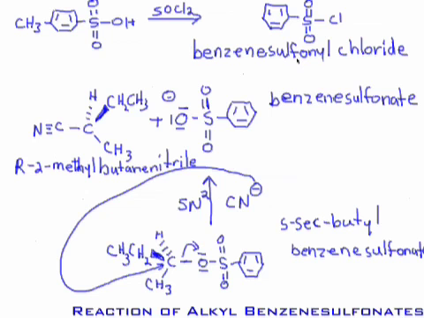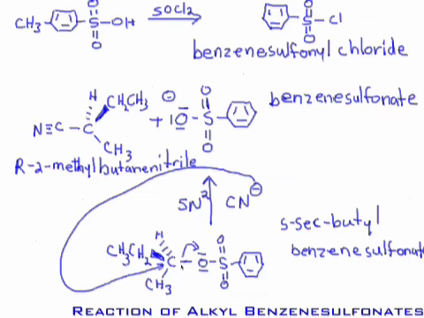How to prepare benzenesulfonyl chloride and how it can be used to make alkyl benzenesulfonates and alkyl p-toluenesulfonates, and their usefulness in promoting SN2 reactions. They actually give you inversion.